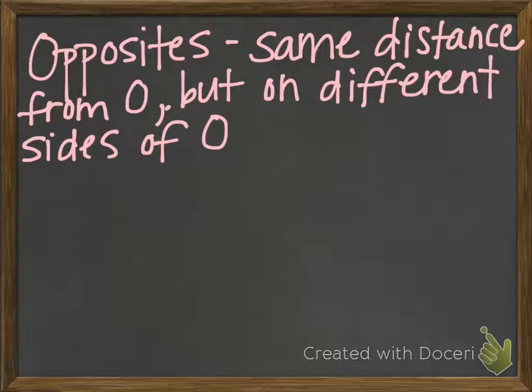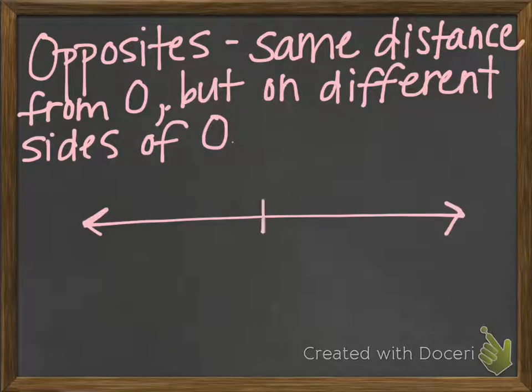Okay, now let's talk a little bit about opposites. I know we mentioned it in class. Opposites are the same distance from zero, but they're on different sides of zero. So if I have a number line and I want to know the opposite of 4, all I have to do is go the same distance from 0, but in the opposite direction, and land on negative 4. So negative 4 and 4 are opposites of each other.